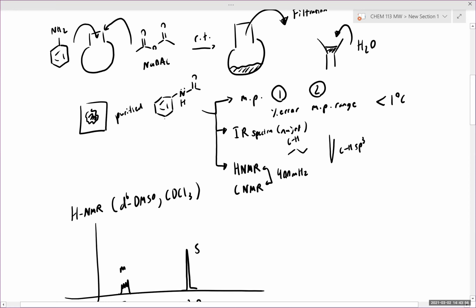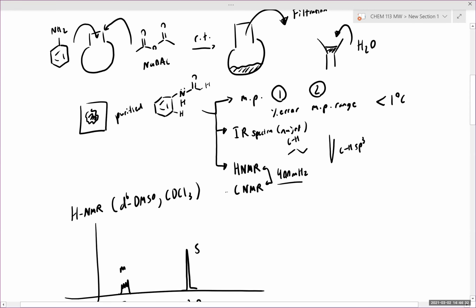In terms of this structure, you'd still be able to see some of these sp3 peaks as well. You'd also be able to see the aromatic sp2 peaks. So there are plenty of very diagnostic peaks in the IR spectra. We'll also take a proton and a carbon NMR. I provided this on a higher resolution instrument, 400 megahertz. So that way you can actually assign multiplets, doublets, triplets, etc.